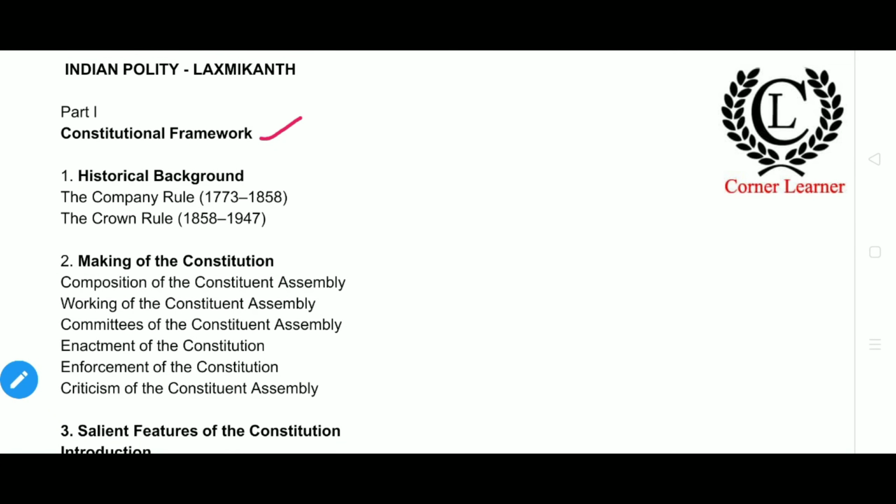Today I am going to discuss the syllabus of Indian polity. In the textbook, the syllabus is divided from part 1 to part 11. First I will complete part 1 of the syllabus and add the subject. Okay, so see the syllabus of part 1. Here it is given as constitutional framework. Part 1 is the constitutional framework.